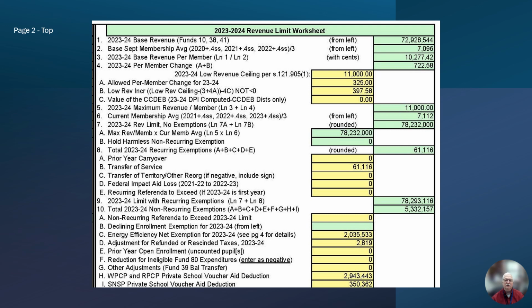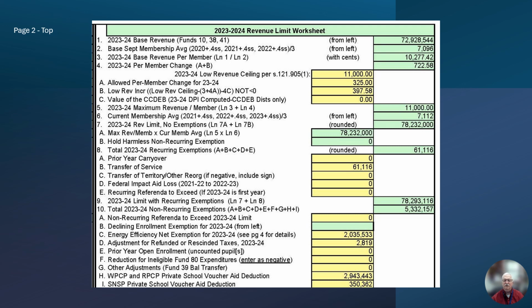The biennial budget allowed for a $325 increase in the revenue per member, which is found on line 4A. The $10,277.42 plus $325 totals $10,602.42. However, this year the legislature changed the low revenue ceiling to $11,000, and since that amount is higher than the $10,602.42, the entry on line 5 of $11,000 is used.